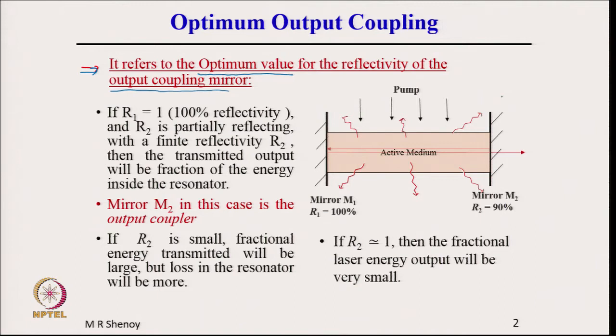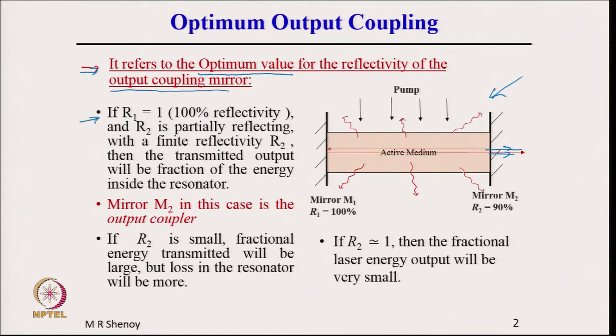A schematic of the laser system is shown here: the active medium, and the two mirrors at the ends, mirror M1 and mirror M2. Normally, we take output from one of the mirrors, and therefore we have assumed that R1 is equal to 100%, but it need not be; it could be 95%, and R1 and R2 could be different values. But for simplicity, if the laser output is coming from this end, we can have a perfectly reflecting mirror at the other end. So, R1 is equal to 100% and R2 is equal to 90%, typical values.